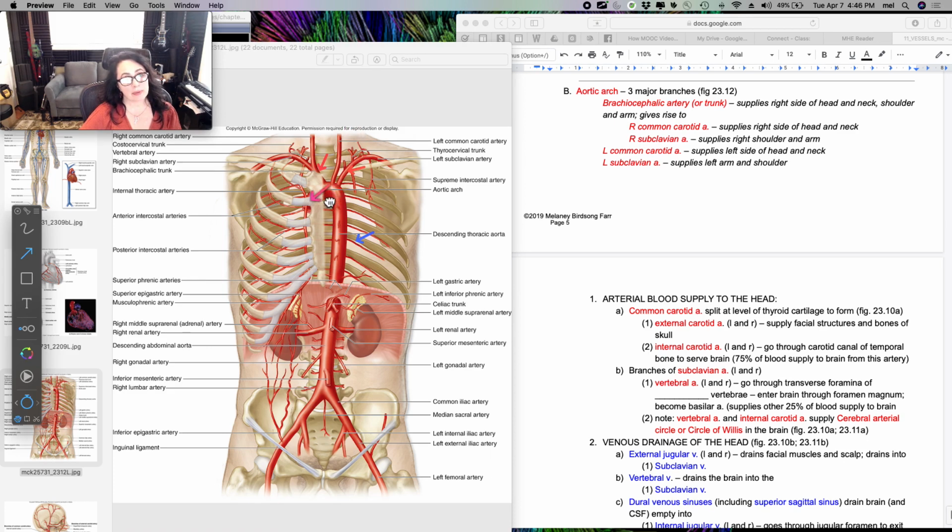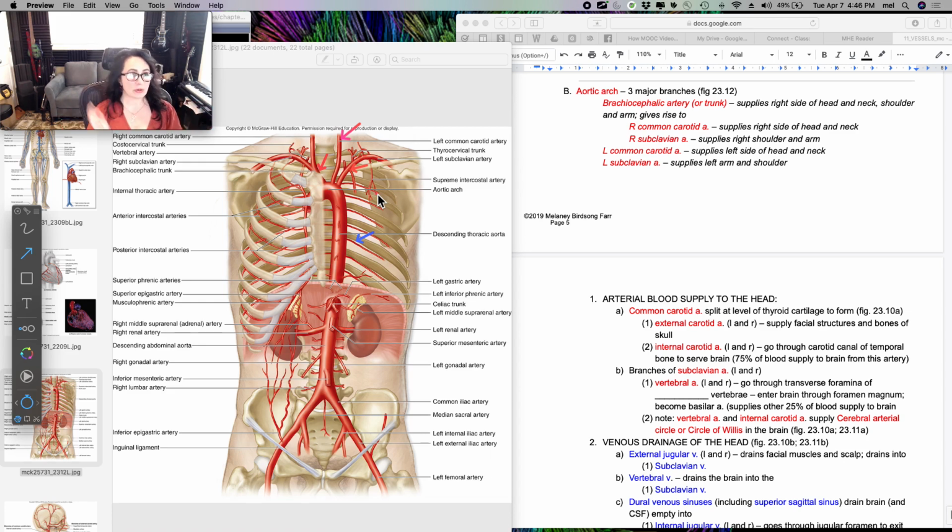So what's going to happen is this guy is going to give rise to, this is the aortic arch, this is the left side. It's going to give rise to the left common carotid, which will give most of the blood supply to the head, and then it's going to give rise to the left subclavian, and the left subclavian will give most of the blood supply to the left arm.